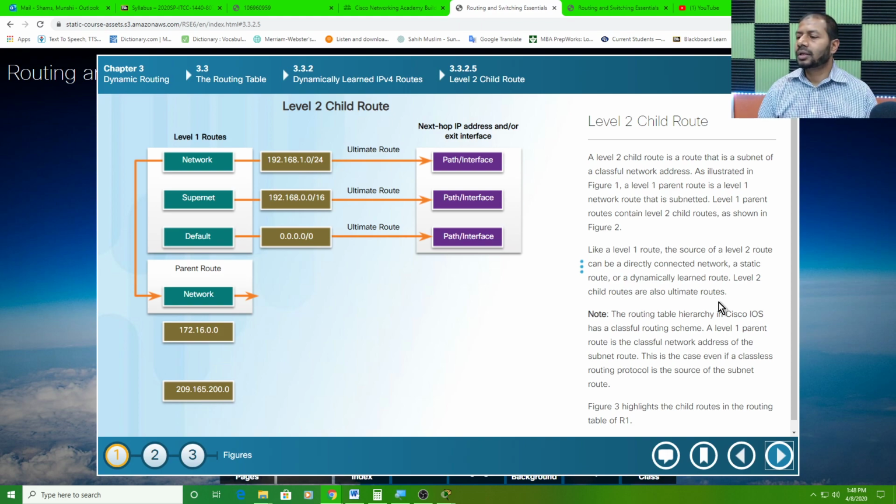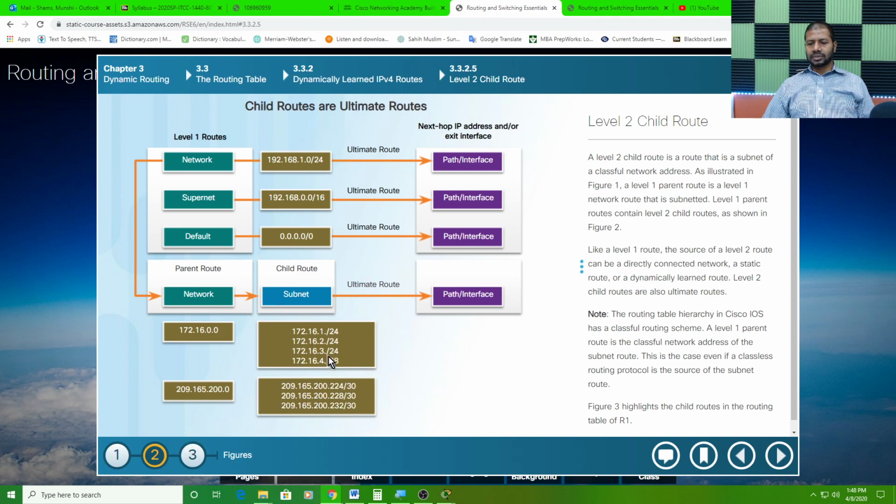Next, child. I already discussed child with you, that all the subnets are the child routes. Child routes are going to have a bigger than default subnet mask. Look at this child here.